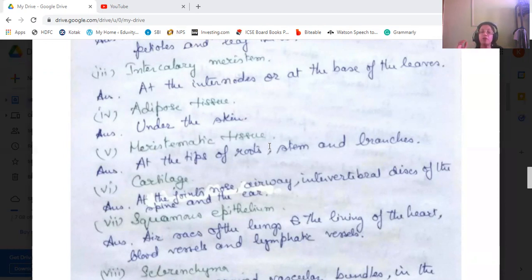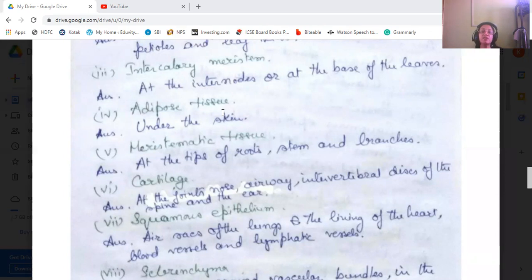Then squamous epithelium. Squamous epithelium is found in the air sacs of the lungs and also the lining of the heart, the blood vessels, and the lymphatic vessels. So the air sacs present in the lungs are made up of squamous epithelium. Even they are also found in the lining of the heart, lining of the blood vessels, and lining of the lymphatic vessels.